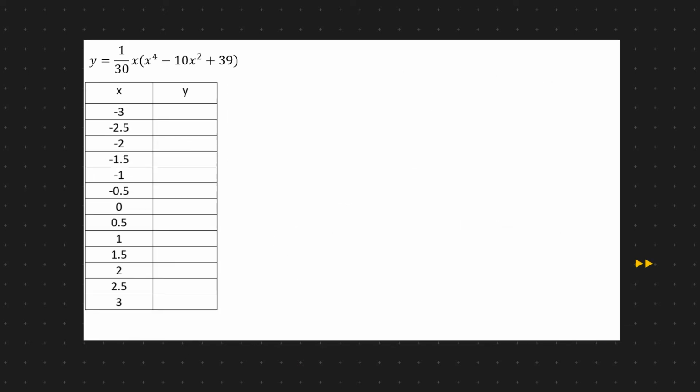So let's look at this same equation again, but this time we're going to go from -3 up to 3, and we're going to increment by 0.5. So we're going to keep adding 0.5. So if we calculate the y values, we will get the following y values.